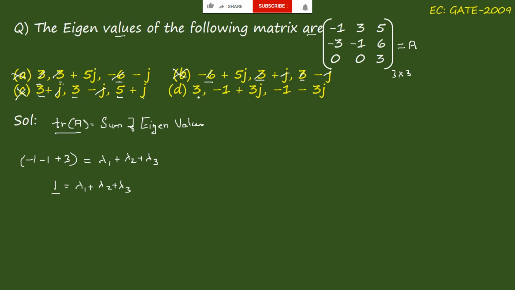Come to the next one. It's 3 minus 1 minus 1, so it is nothing but 1, right? And plus j minus j get cancelled, right? So we are getting 1 in the case of option D. So the eigenvalues are nothing but 3, comma, minus 1 plus 3j and minus 1 minus 3j, right? Then when you add them, we get the value as 1. So these are the eigenvalues, option D.